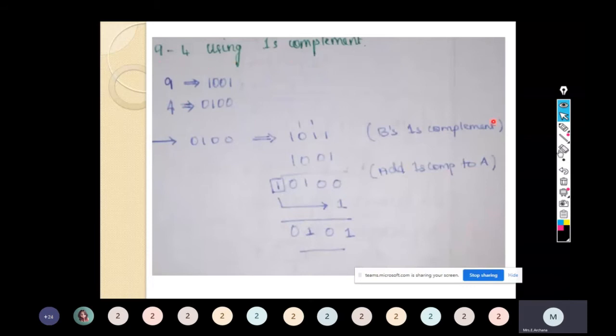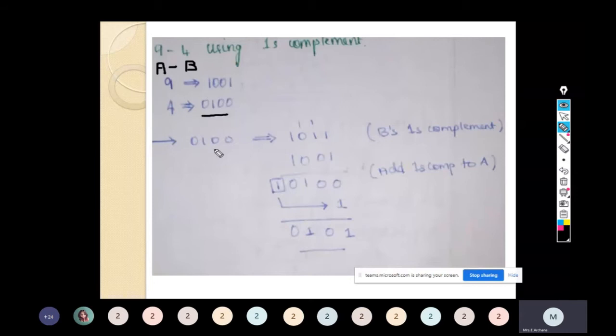This is of the form A minus B. We will take it as A minus B. A is 9 and B is 4. First, we have to convert to the equivalent binary number. For 9, the equivalent binary number using 8421 code is 1001. For 4, it is 0100. What is the first step? Take 1's complement for B. What is B here? 0100.